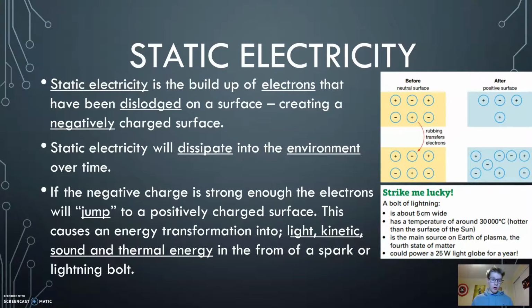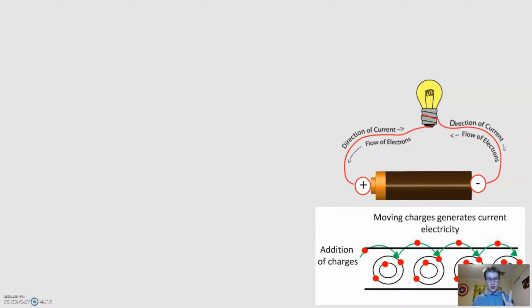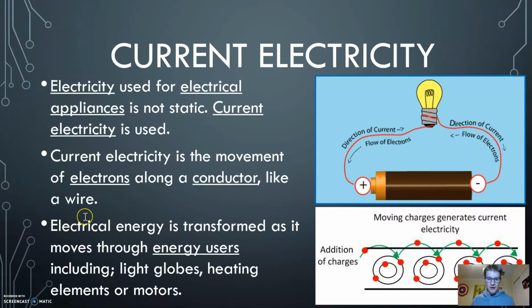But what we're mostly going to focus on in this topic is the second type of electricity, and that's current electricity. Current electricity is the movement of electrons through a circuit. All right? Current electricity only works with a circuit. So here's an example of a circuit. We've got a battery and a light bulb.